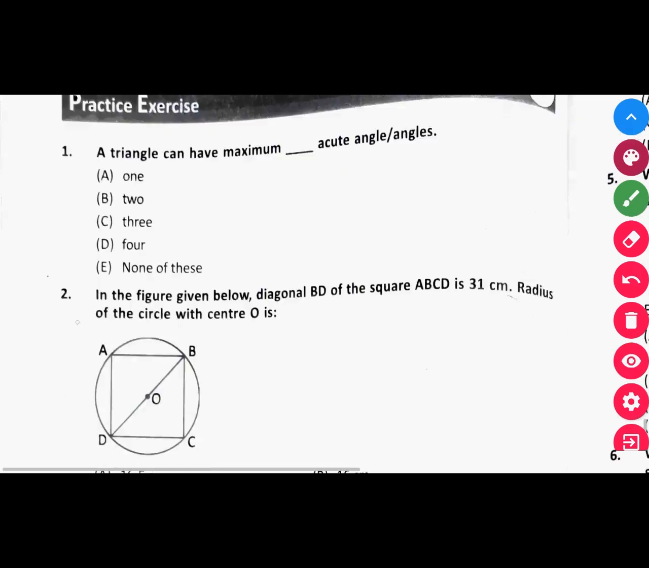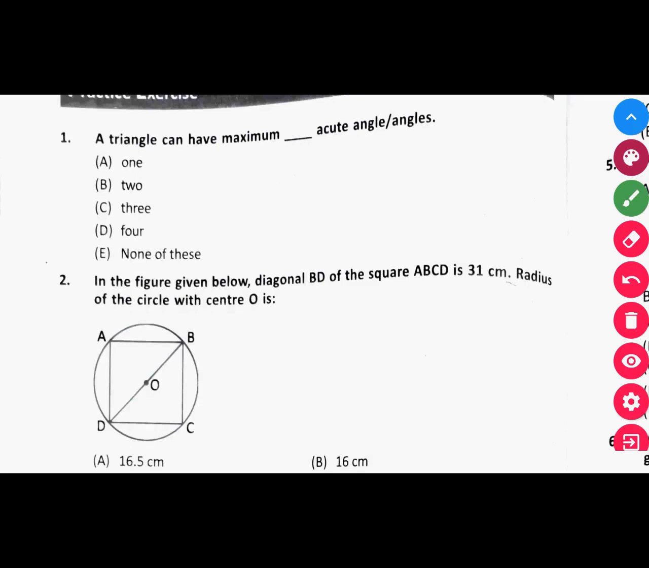Okay, then next one, because we consider equilateral triangle which has all the three angles of equal length and which is of 60 degree, so it is an acute angle. So a triangle which we don't know whether it is a right angle or whether it is an isosceles or whether it is an equilateral, but it can have maximum 3 acute angles.